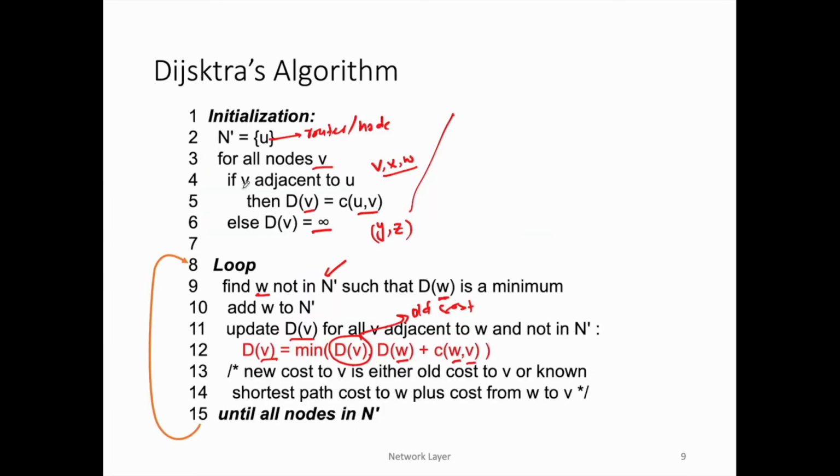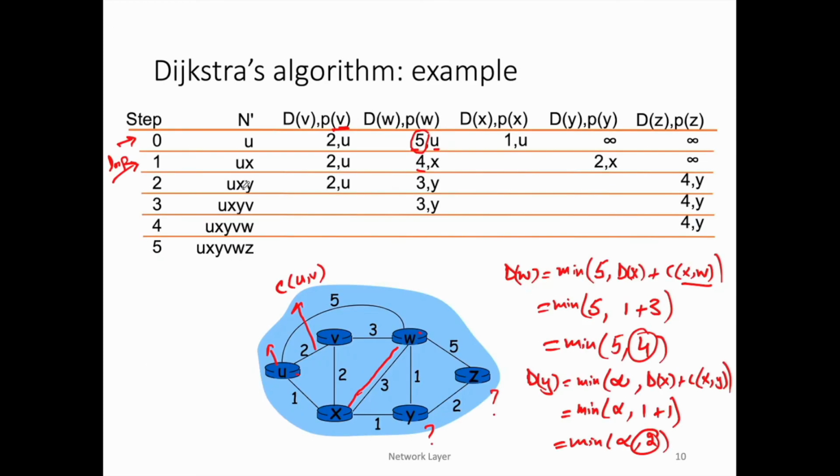Again, what we have to do is find a node w not in N such that the cost to reach from u to that node is minimum, right? So what should we do now? Here, either we can add v, or we can add y, because these two nodes have the same cost. V is the directly connected neighbor, so it will not make any difference. We can add any node, by the way. So we'll add y here.